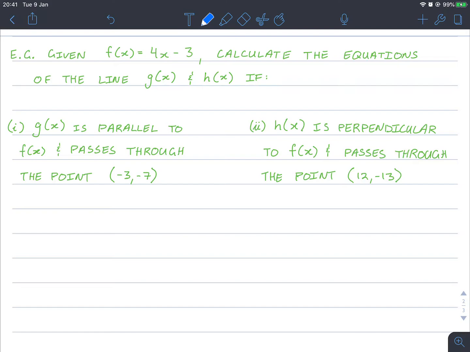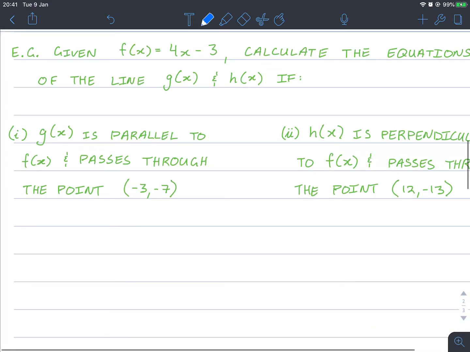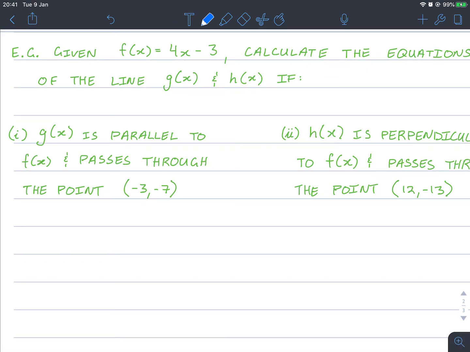Given f of x equals 4x minus 3, calculate the equations of the lines g of x and h of x if, so this first one, if g of x is parallel to f of x and passing through the point -3, -7. In case you're wondering what it's asking, it wants the equation of the line.